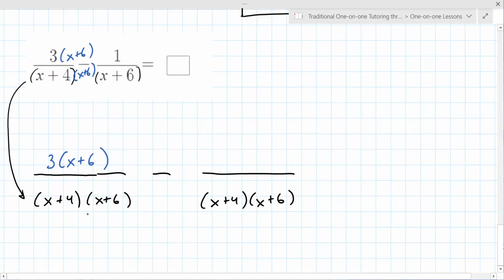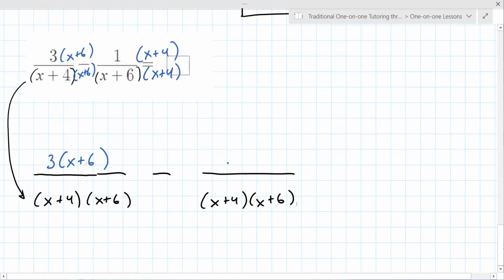Because if the x plus 6 is canceled, what do you get back to? 3 over x plus 4. You get back to what you started with. On the right here, it's x plus 6 on the bottom, but we want x plus 6 times x plus 4. And that means you're multiplying the top and bottom by x plus 4.